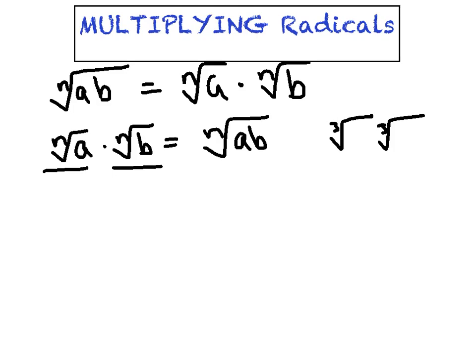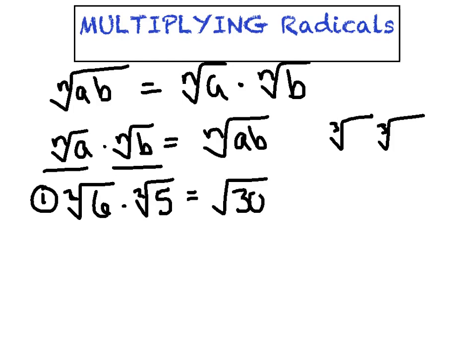So our first example is simply asking us to take radical 6 and multiply it by radical 5. You'll notice both of these factors do have the same index. There's an invisible 2 right here, and then there's an invisible 2 right there. And thus, we could write radical 30 as our final answer.